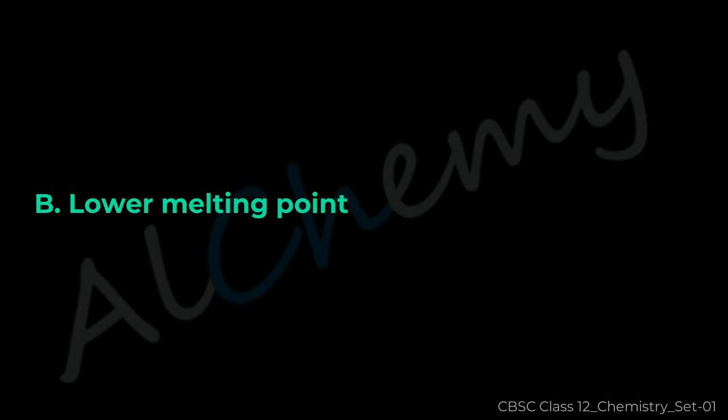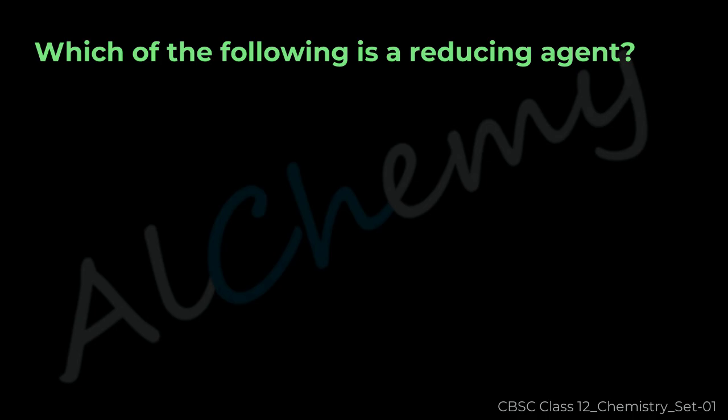The correct answer is B. Lower melting point. Question 26. Which of the following is a reducing agent? A. KMnO4. B. K2Cr2O7. C. SO2. D. O2.